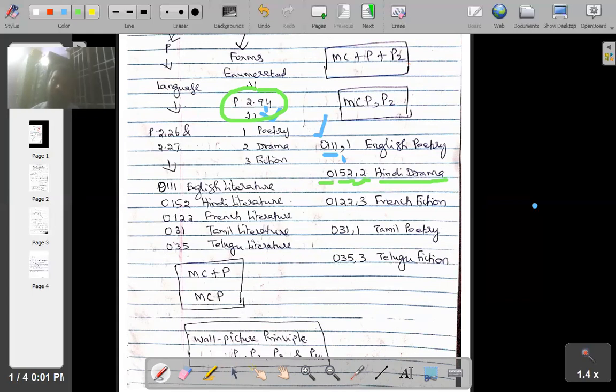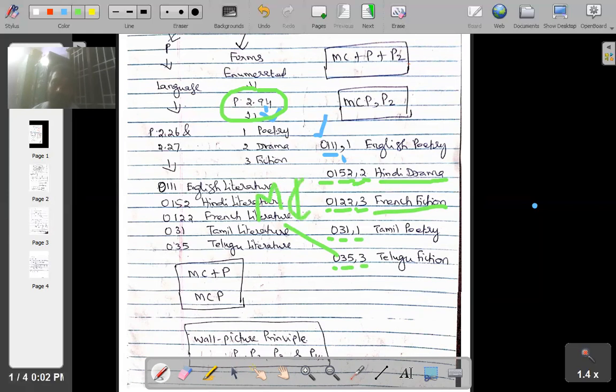Fine. Good. Let's move on to the next one. We have French fiction. So O is the main class. 1, 2, 2 for French. Then comma. Then 3 stands for fiction. Fine. Then Tamil poetry. O is the main class. 3, 1 stands for the Tamil language. Comma. 1 stands for poetry. Telugu fiction. O stands for main class. 3, 5 stands for the Telugu language. 3 stands for fiction.